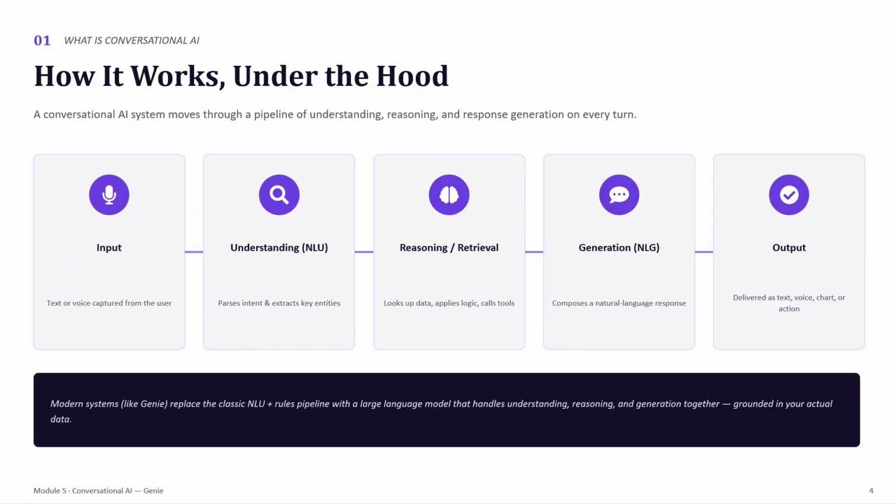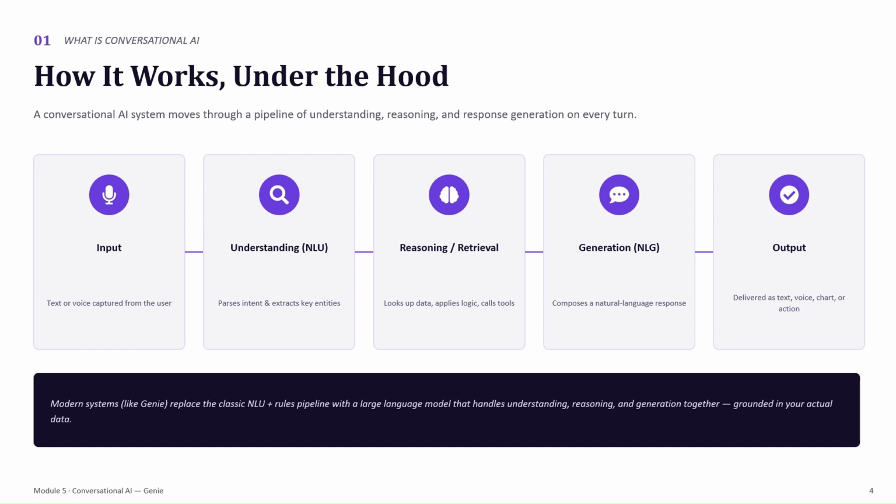Under the hood, how does it work? A text or voice input is given. The first thing that happens is natural language understanding. It parses the intent. It doesn't just parse the data, it parses the intent of the data. Then it tries to reason or retrieve the data within that context. Finally, it generates output: it composes a natural language response, delivered either as text, like ChatGPT, or voice, maybe a chart, maybe a dashboard. That is possible.